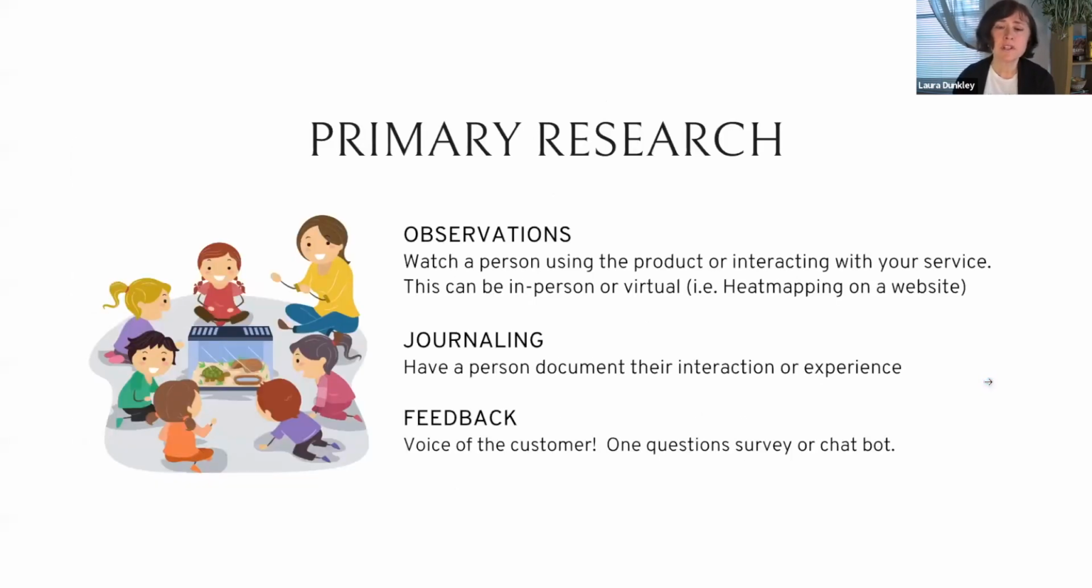So primary research, these are the others, right? Observations are about watching a person using a product or interacting with your service. This can be in person or virtual. So virtual, we talked about the website, right? How are people interacting with it? Well, heat mapping is going to tell you immediate, recent results. So it still is primary in the fact that it's being done right now. It's being done by you.